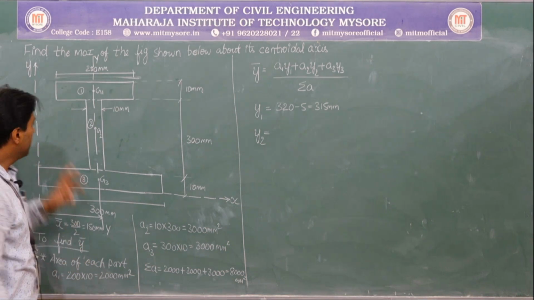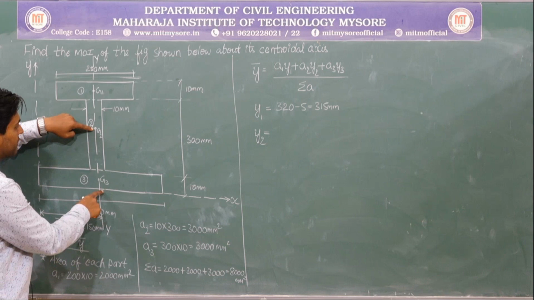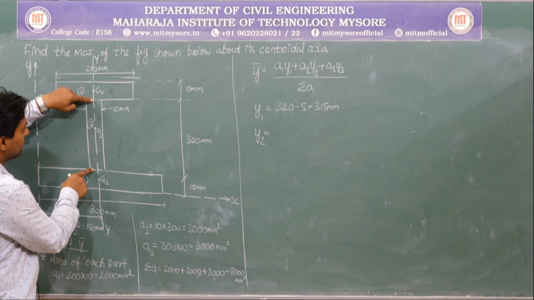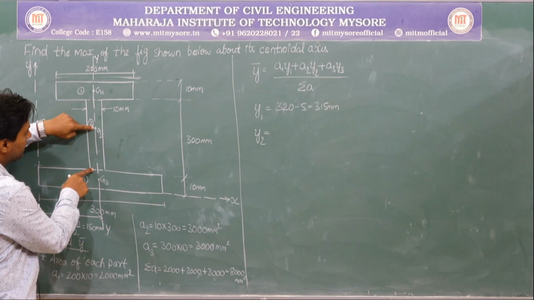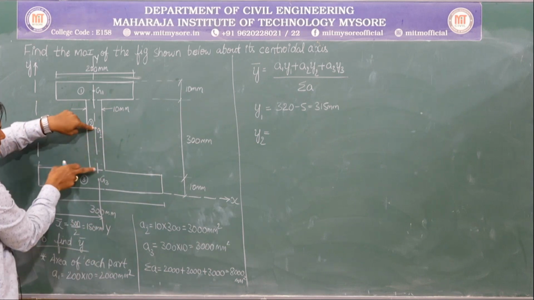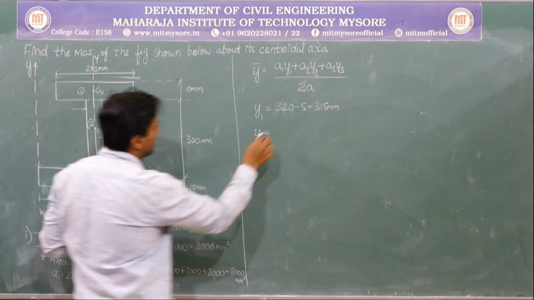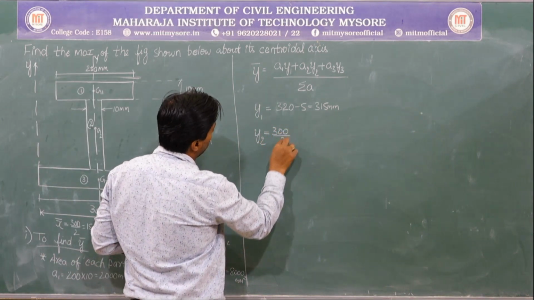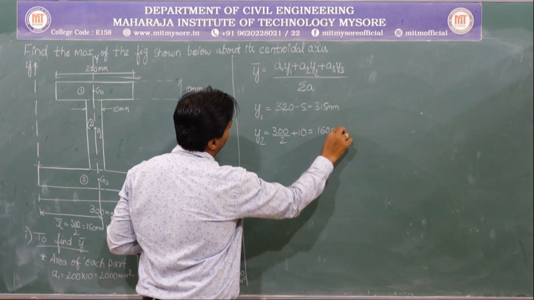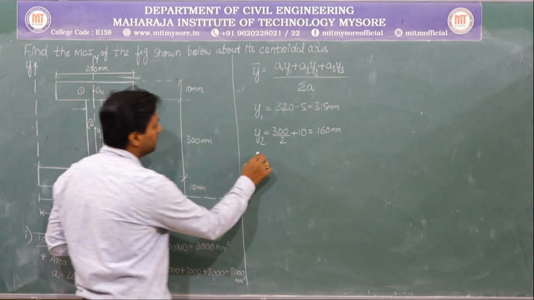Next, let me go with y2. So how much is y2? It is the distance between the centroid of the concerned diagram till the reference axis. So from here till here, I want the distance. What is this total distance? 300. Then what is the distance from here to here? 300 by 2 will give me this particular distance. Plus 10. So it is 300 by 2 plus 10. How much is that? It's 160 mm. Yes or no? So next, similarly, let me go with y3.